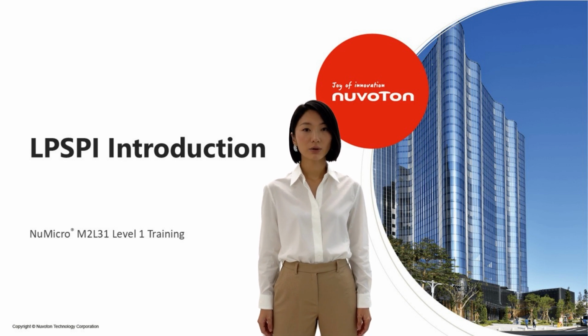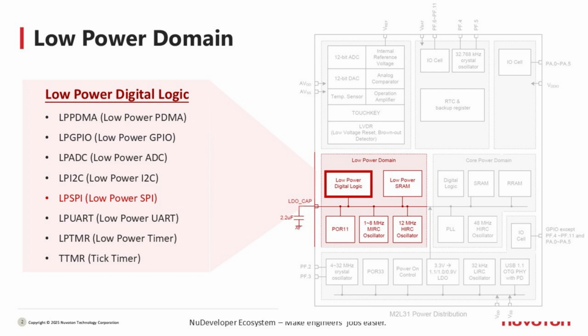In this session, I'm going to walk you through one of the peripherals inside the low power domain of the M2L31 series, the Low Power SPI. Inside the low power digital logic, we have several low power peripherals, including low power PDMA, low power GPIO, low power ADC, low power I2C, low power SPI, low power UART, low power timer, and tick timer. All of these modules can continue operating even when the CPU goes into sleep mode, and they can also serve as wake-up sources for the system.